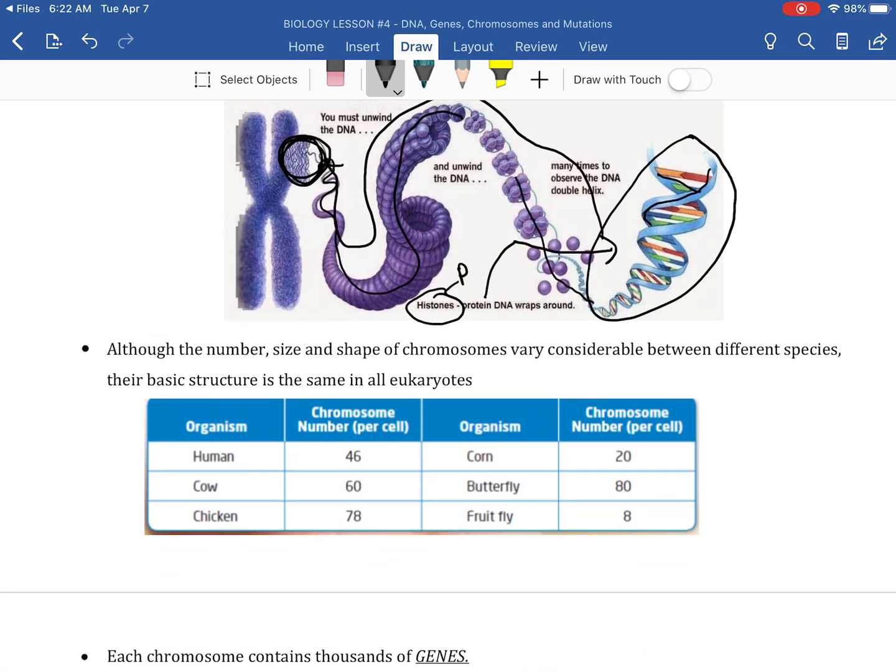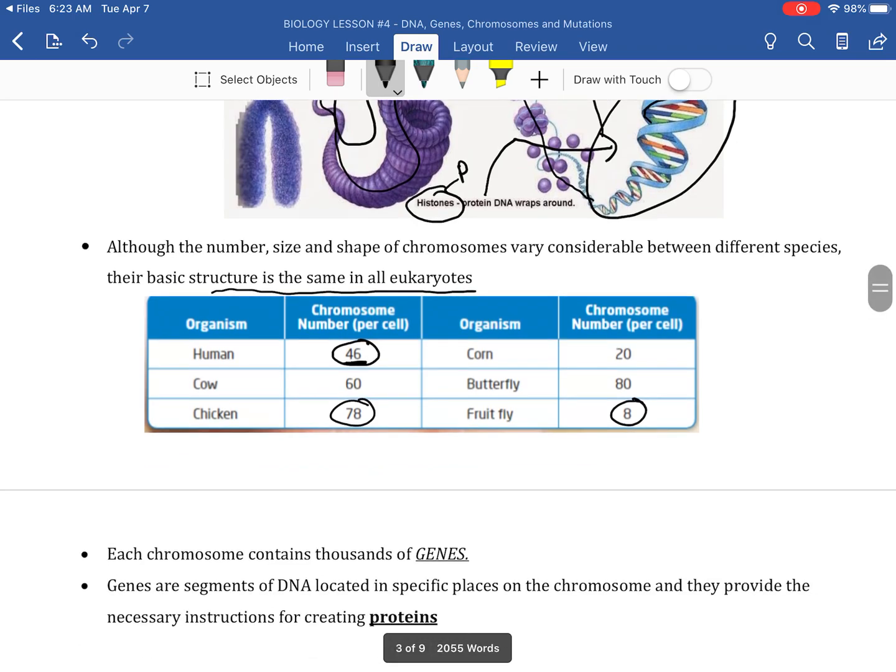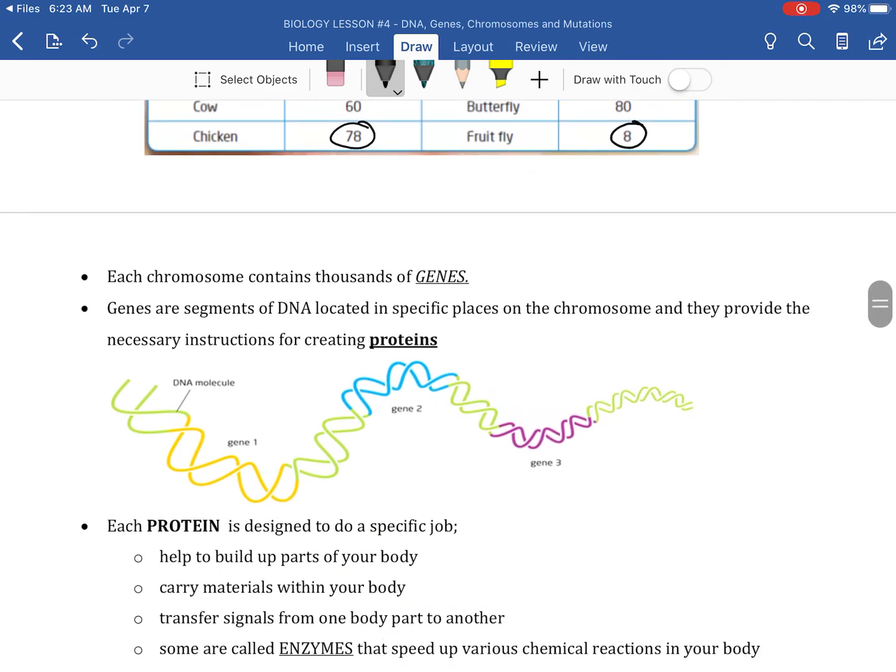Although the number, size, and shape of chromosomes vary considerably between different species, their basic structure is the same in all eukaryotes. Humans have 46 chromosomes. A chicken has 78 chromosomes, and a fruit fly has 8 chromosomes. You have billions of cells in your body, and each cell contains 46 chromosomes. That's pretty cool. Each of these 46 chromosomes in a human contains thousands of genes.